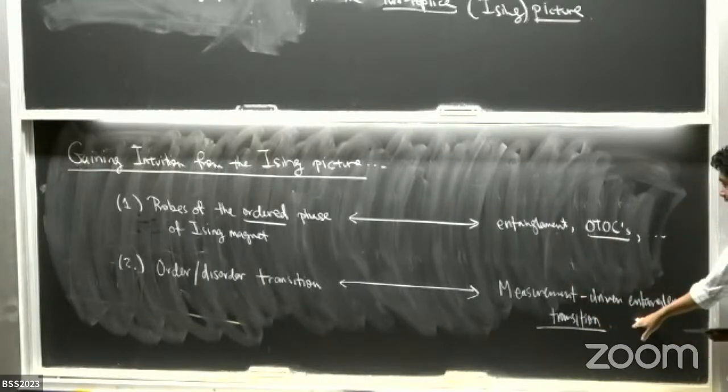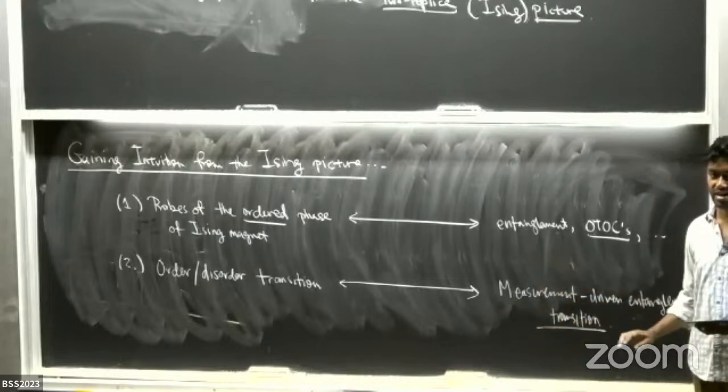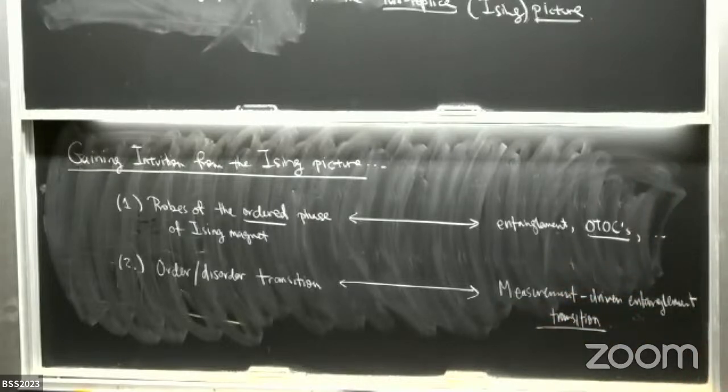Now, the universality class of that transition is not Ising at all. In fact, we don't know what it is in the generic case. But qualitatively, you might say this transition is just based on the Ising picture and some additional ingredients that we have to include, namely measurements, right?